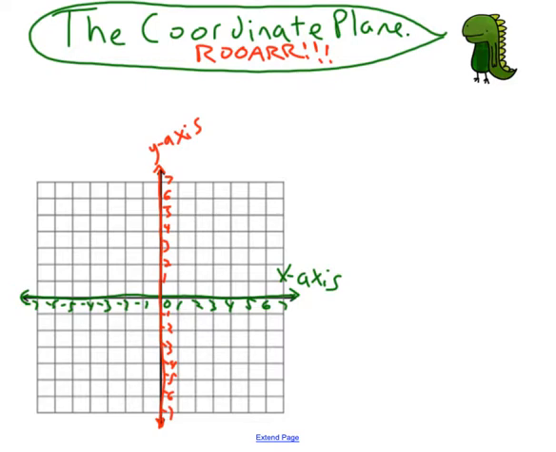All right, so we have the axes, we have the x and the y. Now, where they cross is a very special point. So where they cross, where they're both 0, that is called the origin. So if we're talking about the origin of the coordinate plane, we're talking about the point 0, 0.